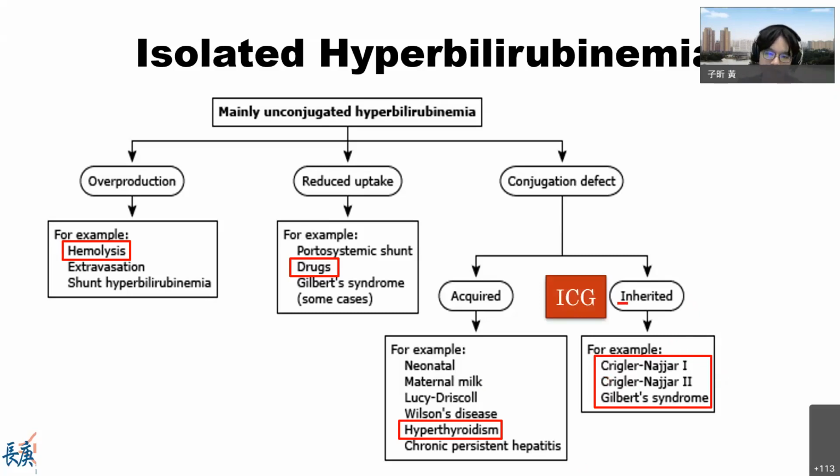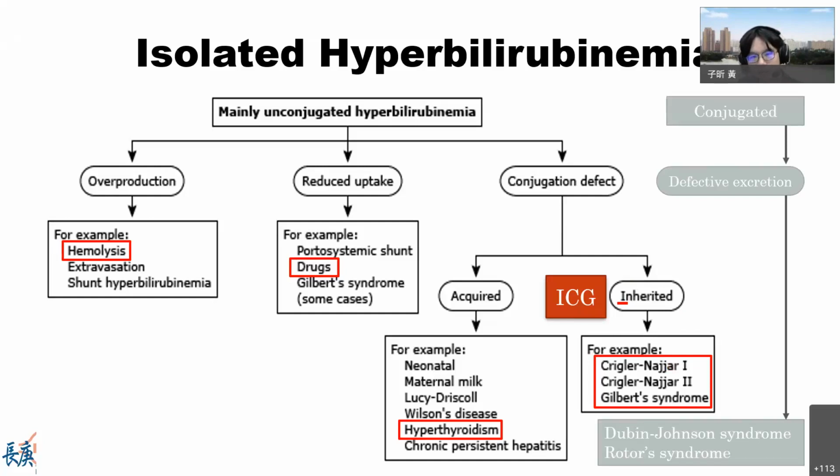And here's a kind of mnemonic as well. For inherited conjugation defect, there are ICGs: Crigler-Najjar for C and Gilbert syndrome for G. ICG is a test you use for liver function, right? So ICG, inherited conjugation defect, is Crigler-Najjar and Gilbert syndrome. Okay, so this is the unconjugated type, right?